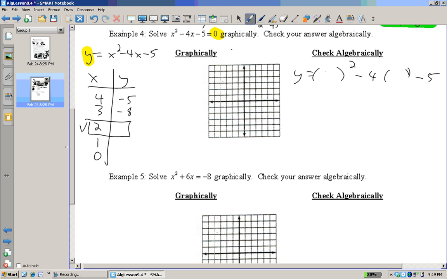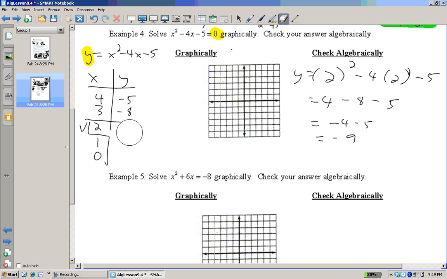Let's plug in 2. 2 squared is 4. 4 times 2, 8. Minus 5. 4 minus 8 is negative 4. Minus 5 is negative 9. All right.